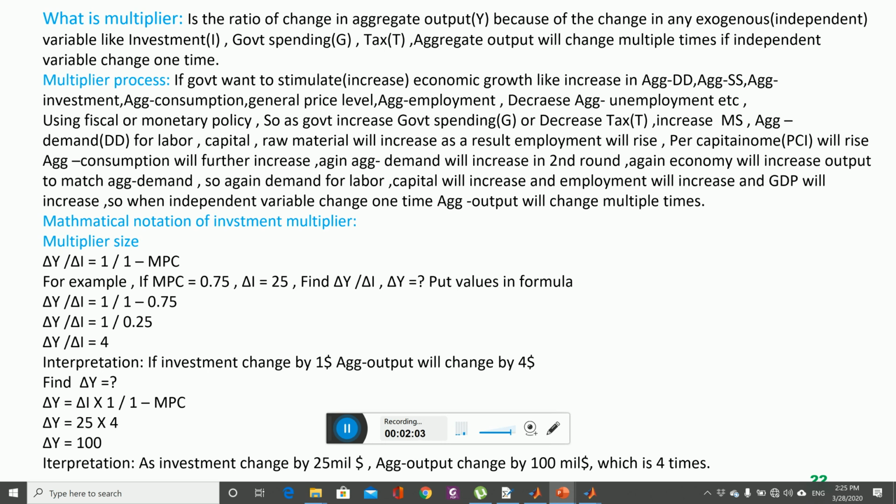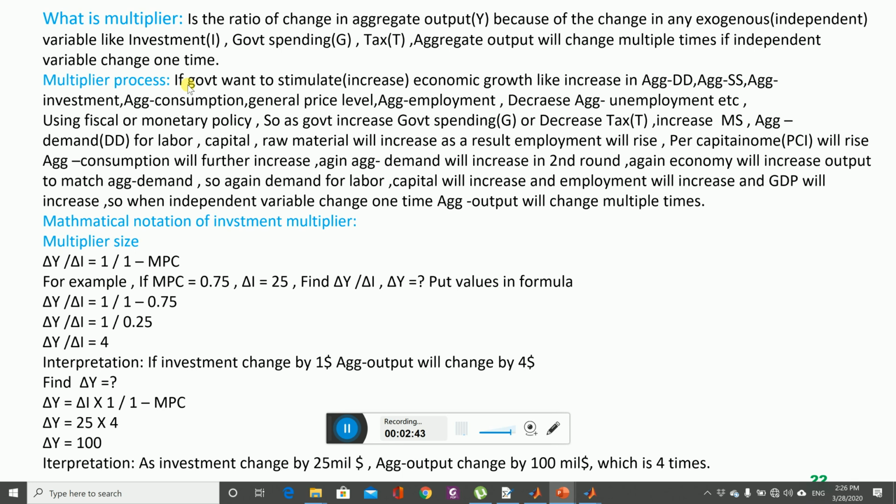How is this possible? What is the multiplier process? What is the process that output will change twice, thrice, or four times, or five times if one time investment changes? How is this possible? What is that process? We are learning that if the government increases investment by $1, how will output change two times, three times, four times, even 10 times, meaning $10? If investment is increased by the government by $1, how will aggregate output change by $10? We are learning this as a multiplier process.